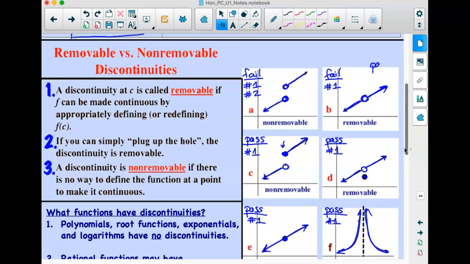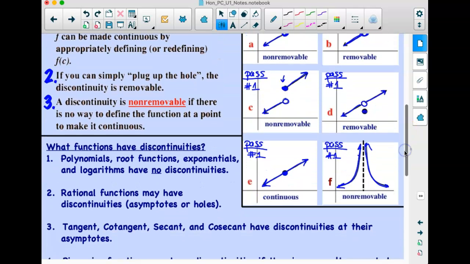No, not for A. So you approach from the left and right, they're different. B, you're good. Okay. The left-hand and right-hand limits approach the same place. For C, no, you fail. Number 2, the left-hand and right-hand limit are going to be different, so their limit does not exist. And then for D, you pass.